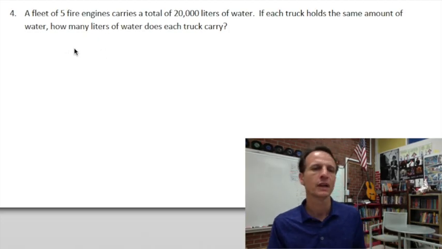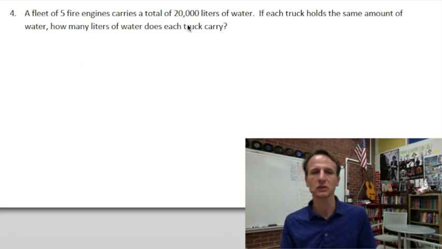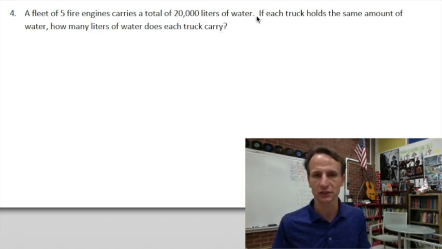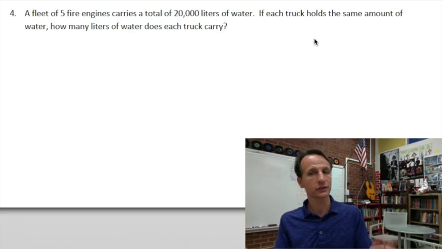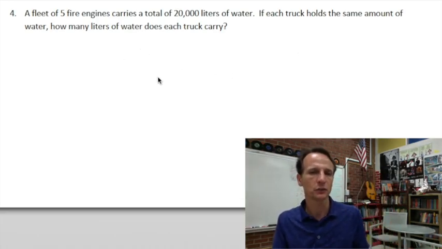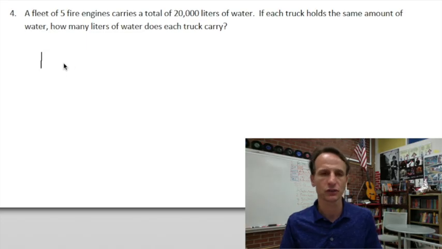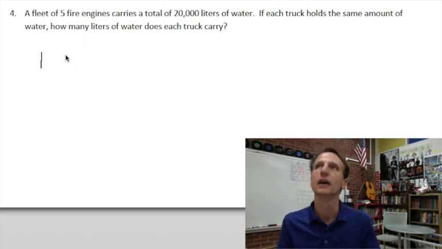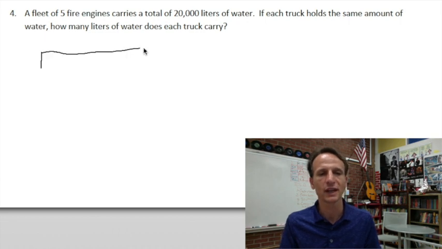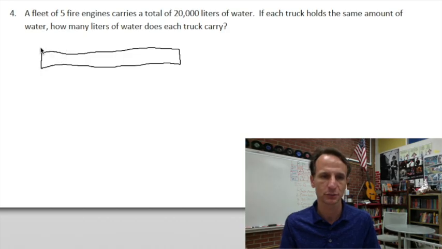Read, draw, and write. So a fleet of 5 fire engines carries a total of 20,000 liters of water. If each truck holds the same amount of water, so equal division here, how many liters of water does each truck carry? So a very simple drawing here. I know sometimes students, when I say, okay, let's draw a tape diagram, they go, but I know what to do, and then they do it wrong. All right, so it is quick and easy and eminently useful to draw a simple diagram.